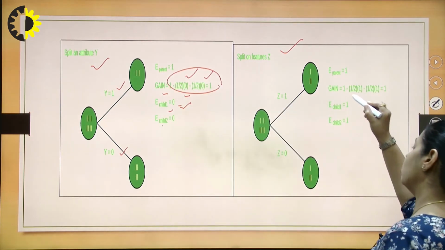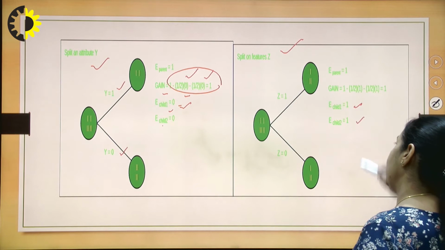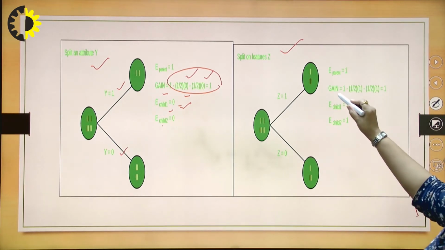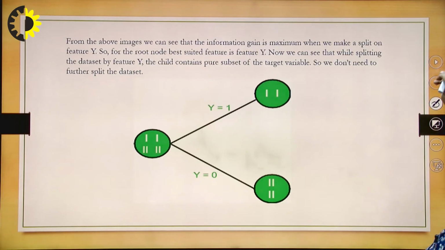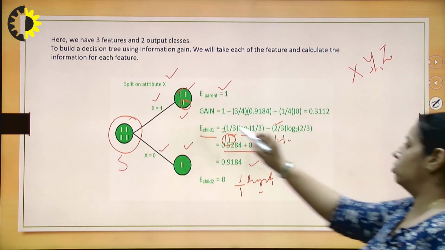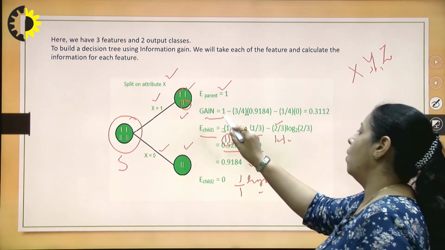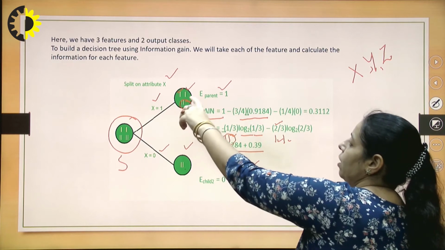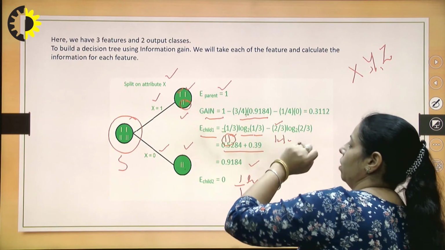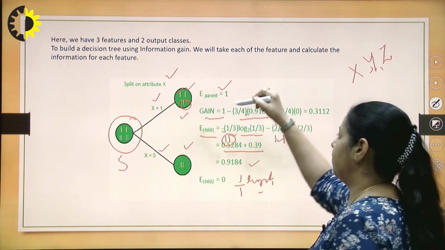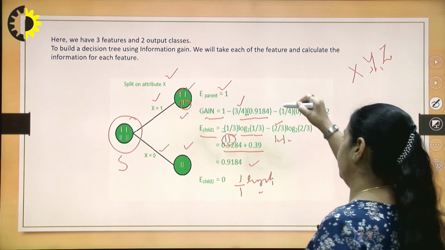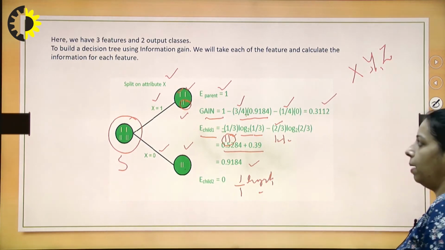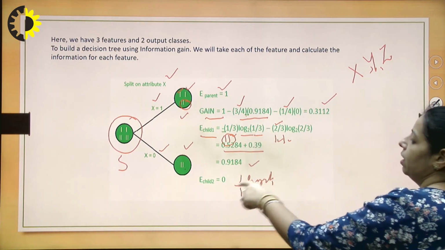Similarly for z also, the child 1 entropy and child 2 entropy are coming as 1 and 1. We will calculate its gain, that is the information gain. In this case also, when we calculate the gain, it is 1 minus 3 by 4. The total values are 1, 2, 3, 4, so we have a total of 4. The first category comprises 3, and the other category comprises only 1. So the gain comes out to be 0.3112. When we put the values here, we get the gain like this.